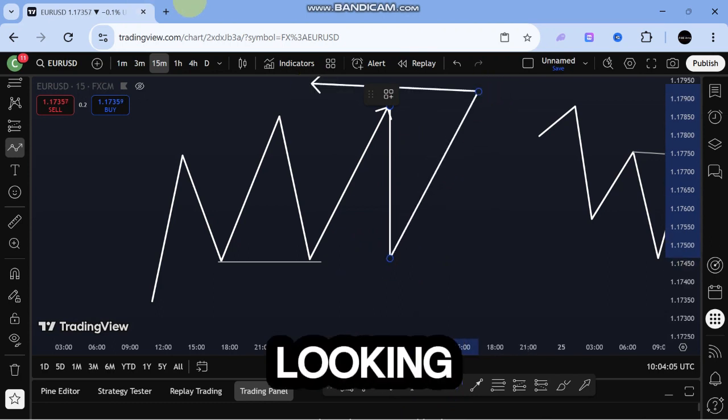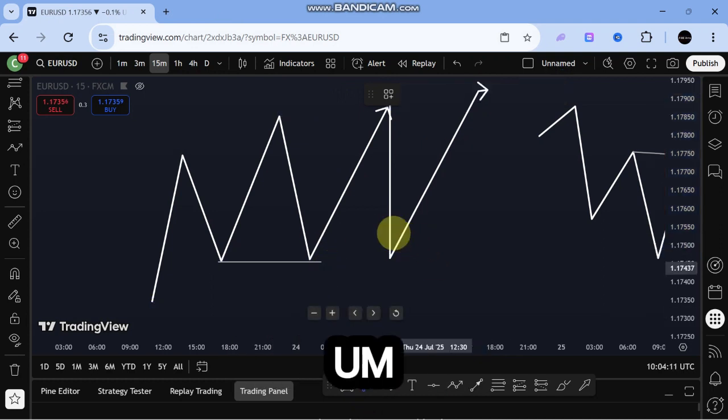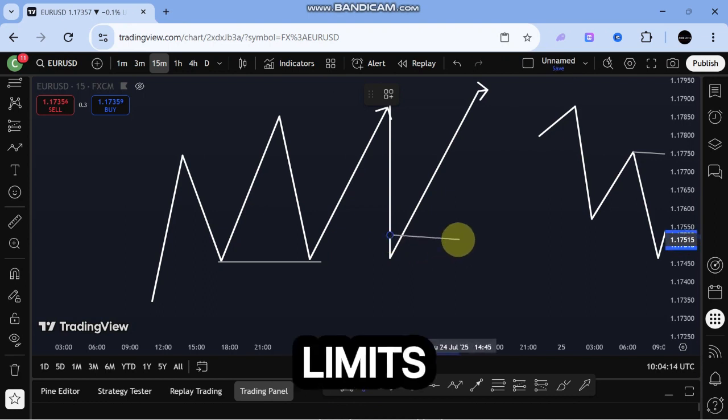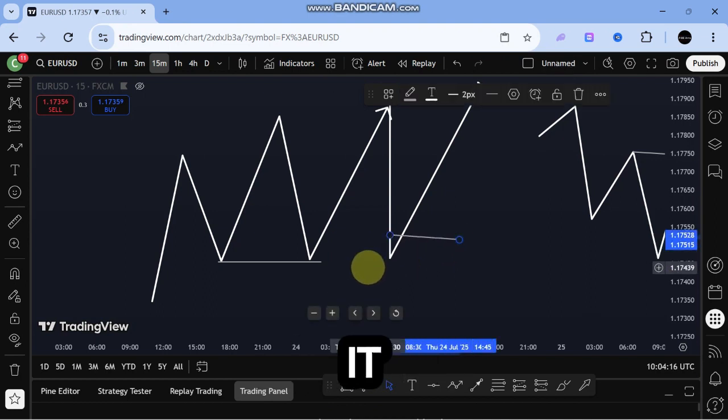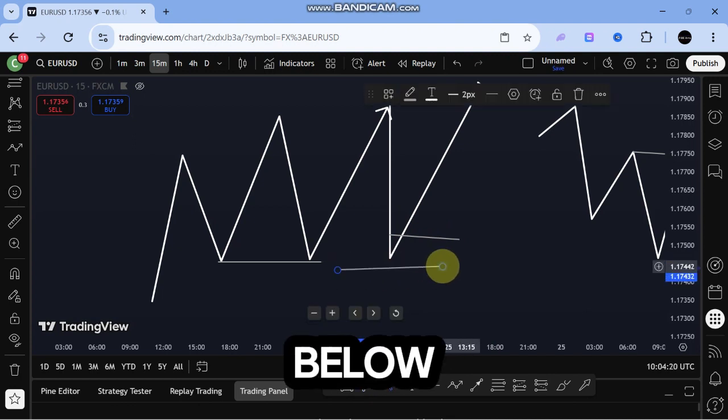So most of them will be looking to do what? To buy at this particular place. So you often see them putting their buy limit at this particular place and putting their stop loss below this place.